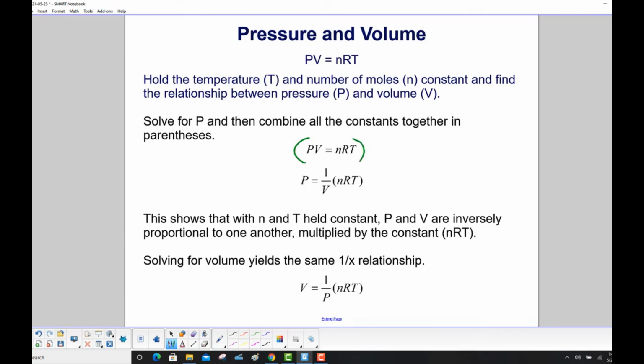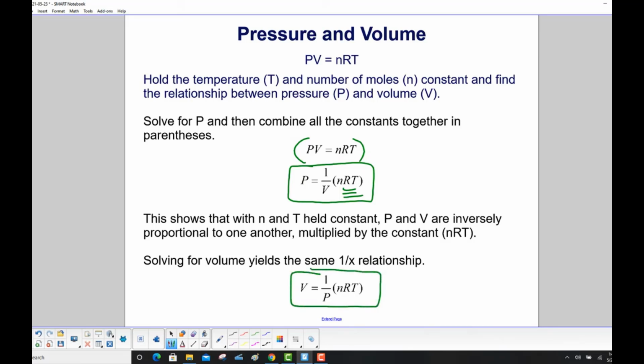Divide both sides of that by V, and you have P is 1 over V times nRT. This shows that with n and T held constant, and of course R is a constant, P and V are inversely proportional to one another, multiplied by the constant nRT. Solving for the volume yields the same 1 over x relationship.